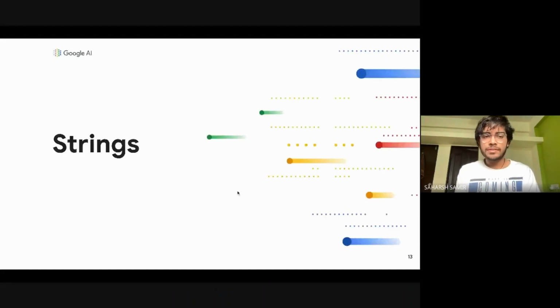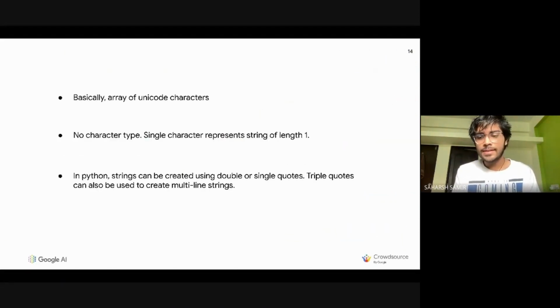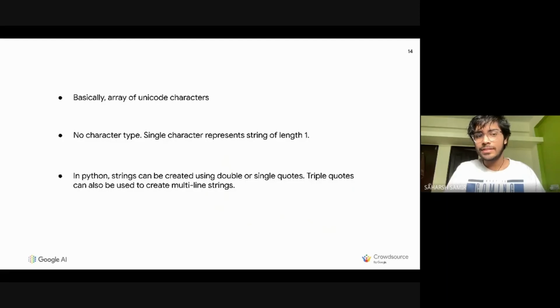So the next one is strings. What are strings? You can think of strings as an array or a list of bytes that represent Unicode characters. And what are lists, what are arrays, we'll look at that later on. But basically you can think of a string as a list of Unicode characters.